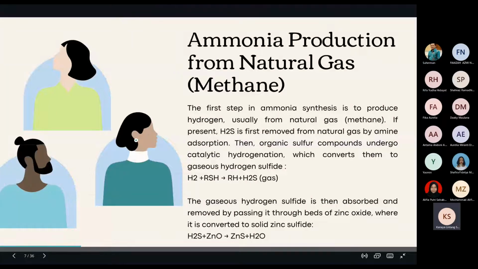Ammonia production from natural gas or methane. The first step in ammonia synthesis is to produce hydrogen, usually from natural gas like methane. If present, hydrogen sulfide is first removed from natural gas by amine absorption. Then organic sulfur compounds undergo catalytic hydrogenation, which converts them to gaseous hydrogen sulfide, like this reaction. Next, the gaseous hydrogen sulfide is absorbed and removed by passing it through baths of zinc oxide, where it's converted to solid zinc sulfide based on this reaction.